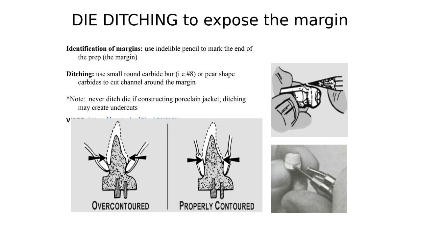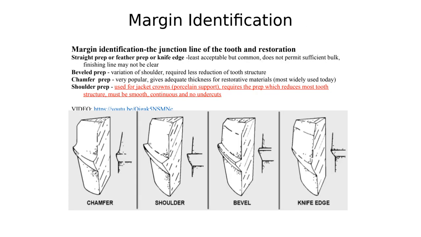So like I said, for the ditching, you can use a small round carbide burr like number 8 to go and cut a channel underneath the margin and around the margin to expose where the margin is, okay? Margin identification is the junction line between the tooth and the restoration, okay?